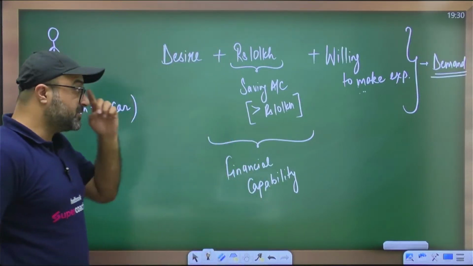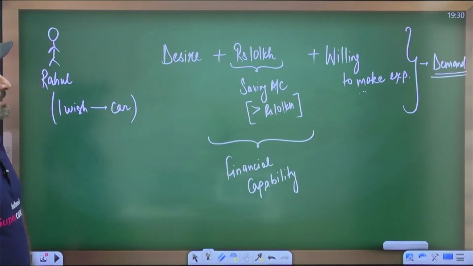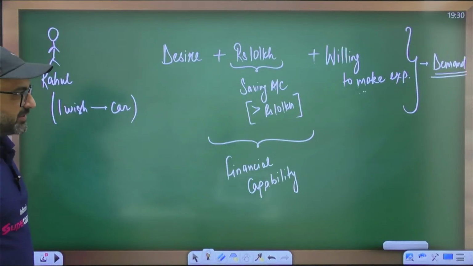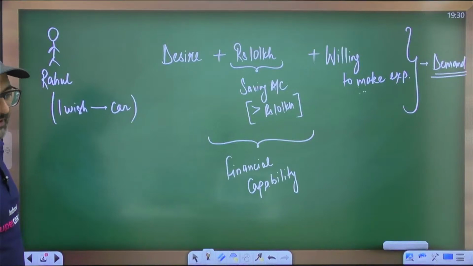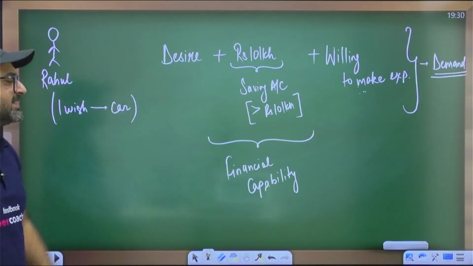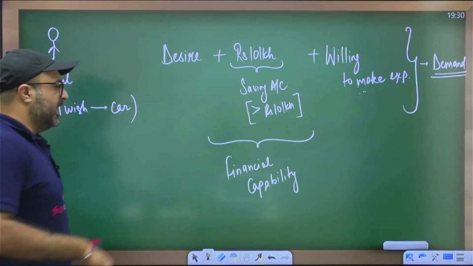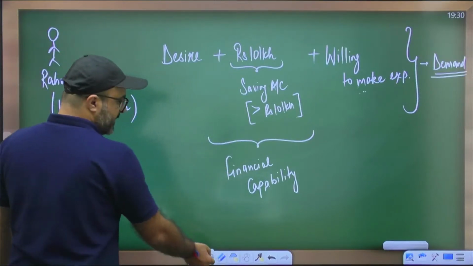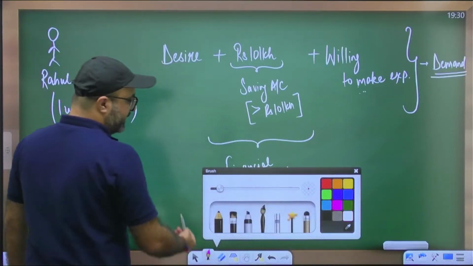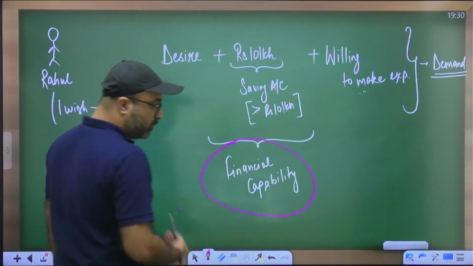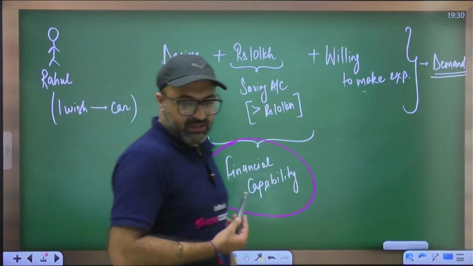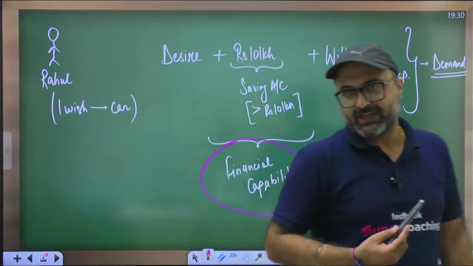Now, the next point is, sir, these are the three factors on which demand depends. I can say in this manner also. But can I say that out of all these three factors, the most important factor is financial capability? Can I say that out of all these three factors, the most important factor is financial capability?